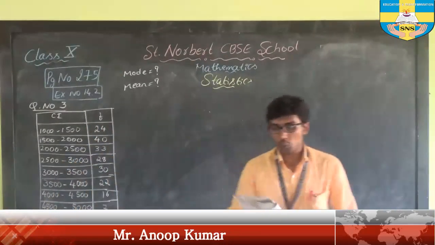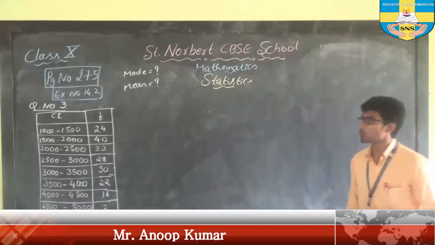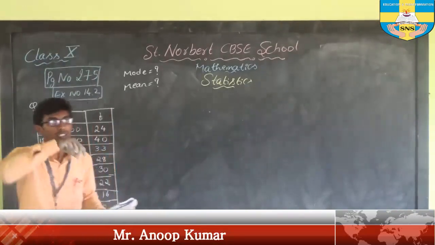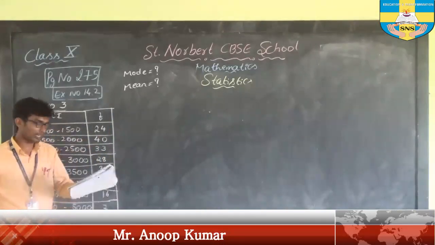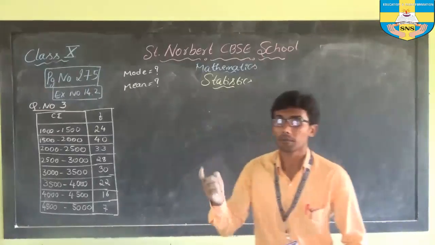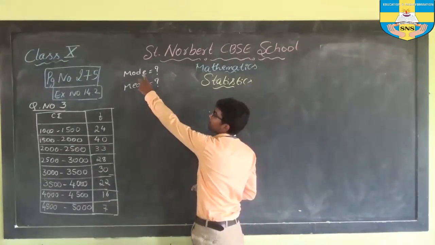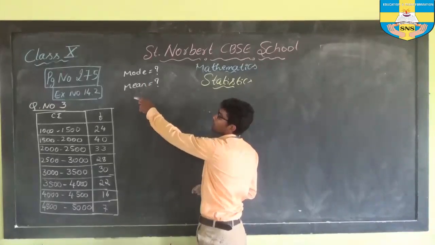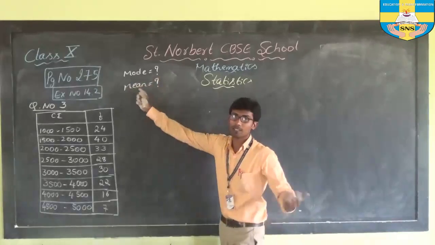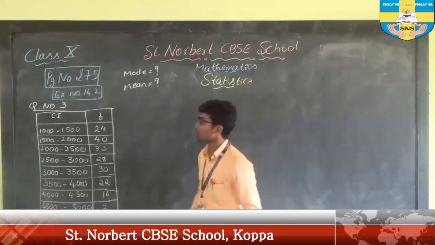Now we are in question number 3 of exercise 14.2. If you read this question carefully, it asks to calculate the mode of the data and also the mean of the data. Both mode and mean were asked in this problem. Let me calculate mode first, and afterwards I am going to solve the mean of the grouped data. Mean is already solved in the previous exercise, and now we are doing the problems based on mode. Okay, let me start with the mode.